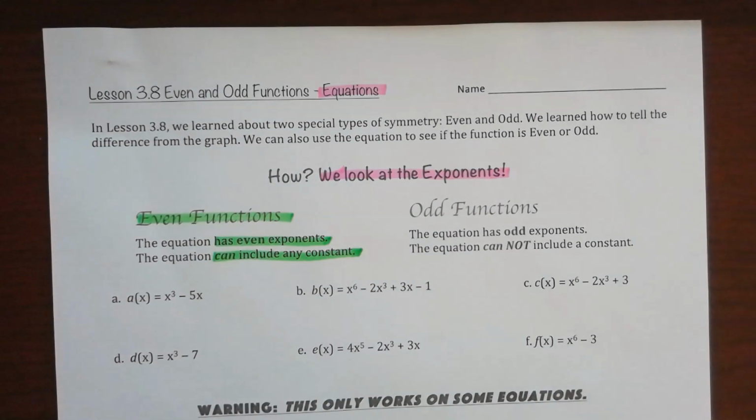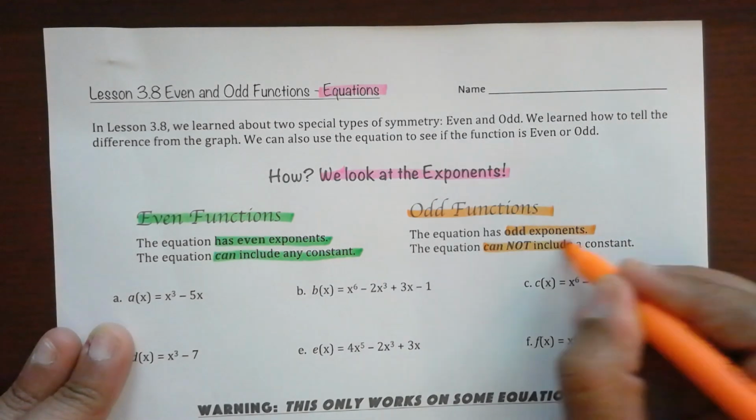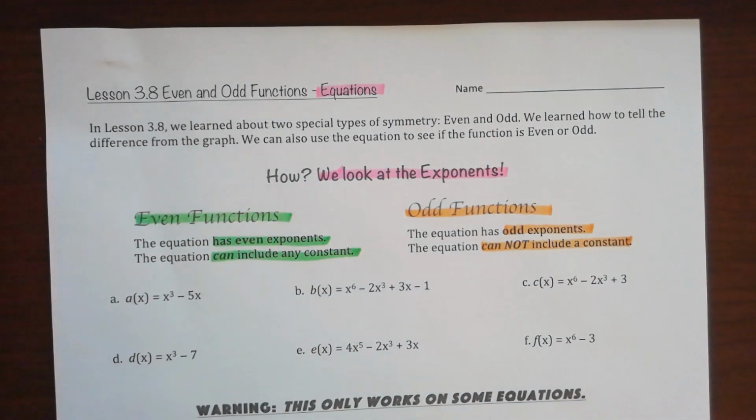Constants are numbers without what? Variables. So like 1, 25, negative 13, those are all constants because they do not have a variable attached to them. If we're looking at odd functions, they only have odd exponents. They cannot include constants.